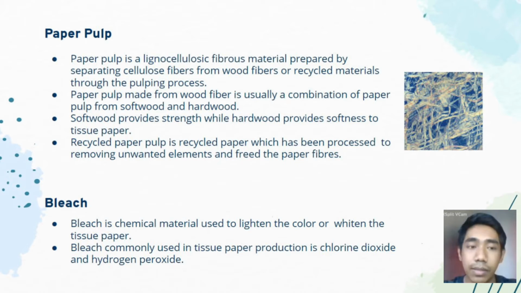The next material is bleach. Bleach is a chemical material used to lighten the color or whiten the tissue paper. Bleaches commonly used in tissue paper production are chlorine dioxide and hydrogen peroxide.